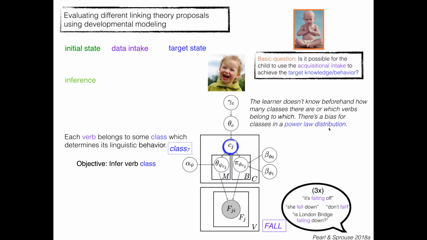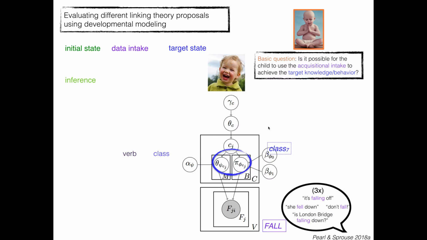And the learner doesn't know beforehand how many classes there are or which verbs belong to which, but there is a bias for classes in a power law distribution where a few classes have a lot of verbs in them and most classes have very few verbs in them, right? And that's a property that natural language tends to have, in fact, nature tends to have in general. And so that is a bias that is built in, but nothing beyond that, just the fact that this is the kind of class distribution you should expect to see.